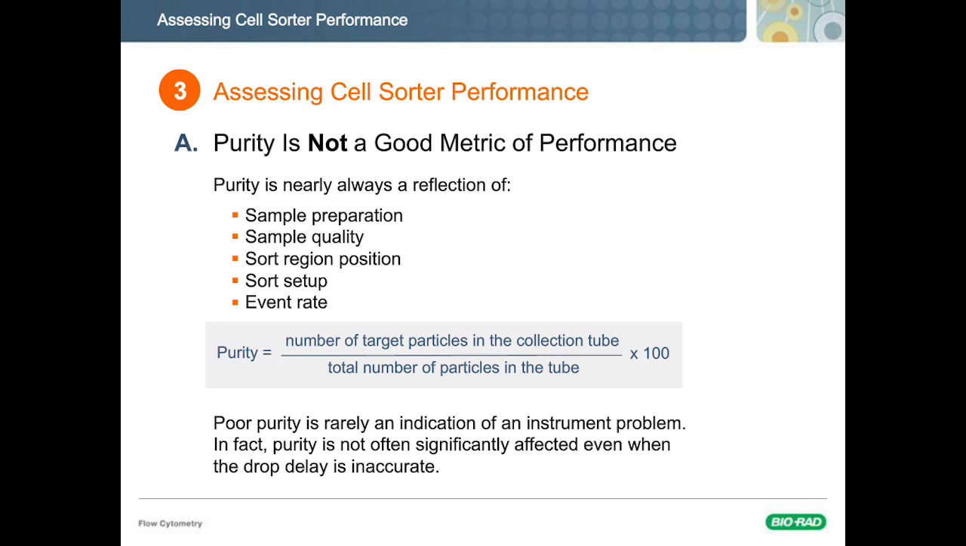You know, if you don't have a good sample going in, you're not going to get a good sort coming back out. And the rest of that comes down to the setup, positioning, and how fast you're going. The faster you go, you can start to have more doublets that come in, and depending on what you're sorting, you may affect your purity through that.